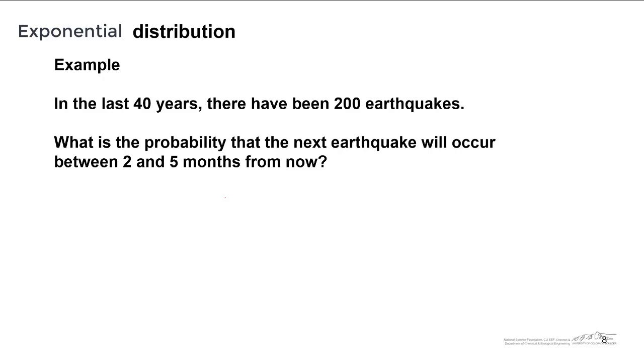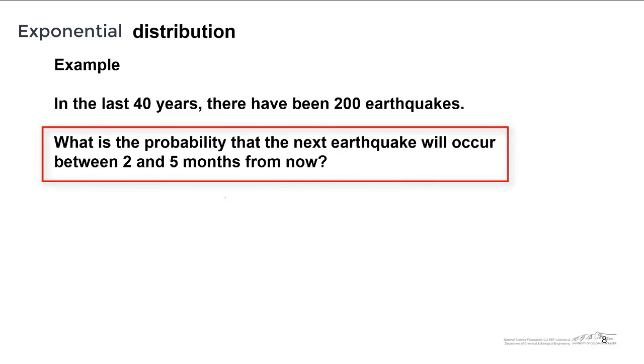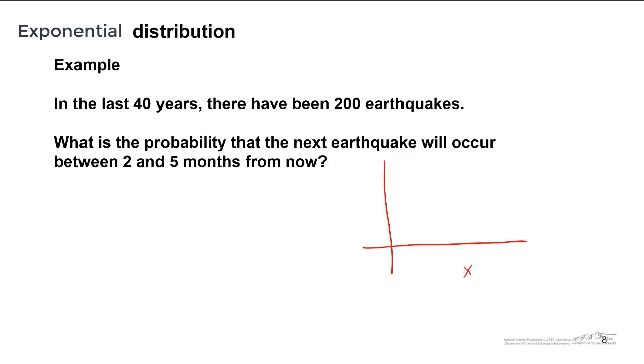Same scenario. What's the probability that the next earthquake will occur between 2 and 5 months from now? Again, we have x in months. We have little f of x here. The exponential distribution looks something like this. And we're being asked, what's the probability that starting now, the next earthquake is going to occur between 2 and 5 months, which represents this shaded region?